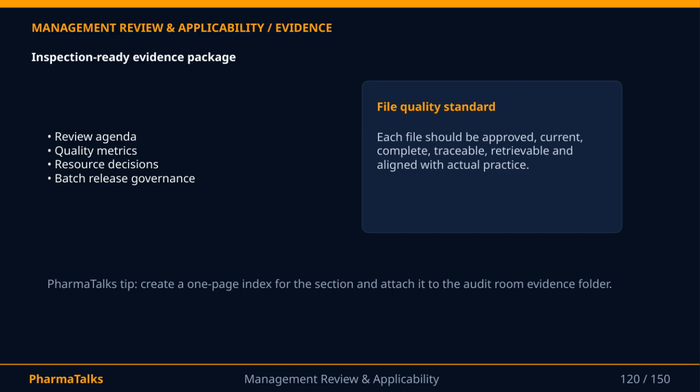This ensures transparency and reliability during audits. Here's a practical tip from PharmaTalks. Create a one-page index for each section and attach it to the audit room evidence folder. This makes navigation smoother and helps auditors find what they need quickly. Overall, these steps help maintain a robust management review process and make audits more efficient.